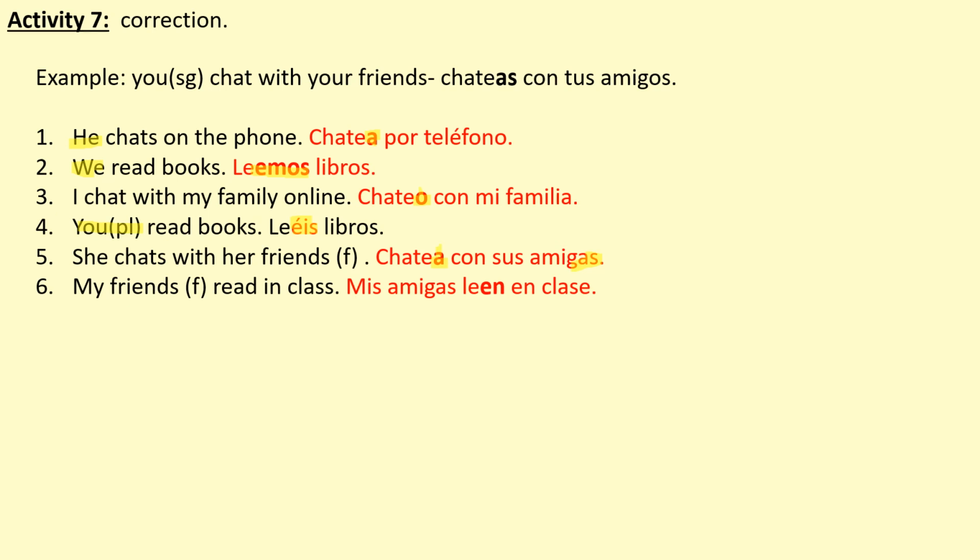6, my friends read in class. Again, amigas because it's a female group. Added onto the stem le, we want our ER verb ending for the ellos, ellas form, they, because we're saying my friends, they read. So we need to add on en, leen en clase. And finally, number 7, tú, read online. Again, we're using the verb leer, ER verb, so for the second person singular, the tú form, it's lees, ending in es, por internet. Pause your video if you need more time.